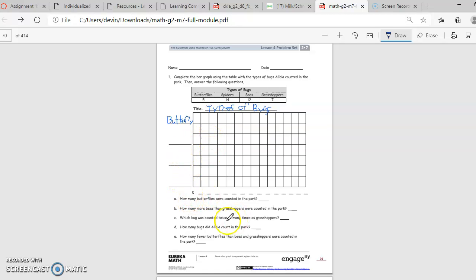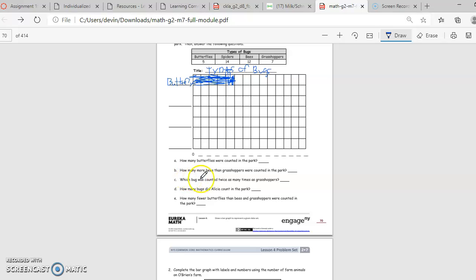Then we go to the questions. How many butterflies were counted in the park? You can get your answer from the graph or the table. How many butterflies were counted in the park? It will be 5. I would like you to color in your graph as best you can. Hopefully it'll look better than mine. But try to color them in for all of them and keep each one to one row.